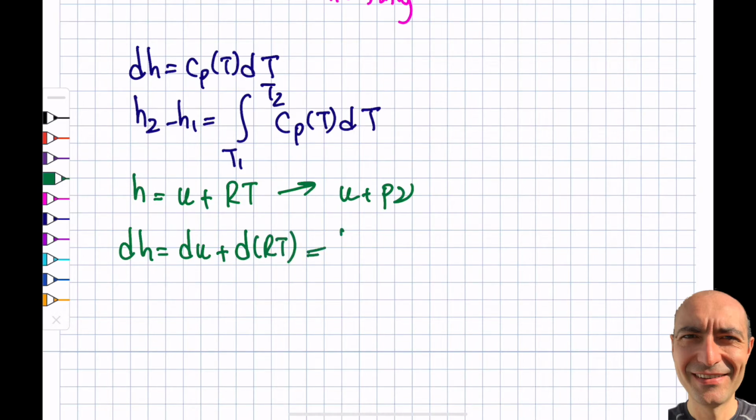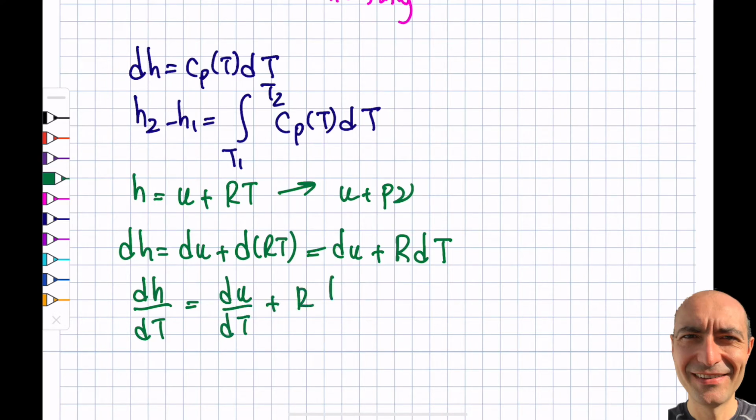So I'll get dh will be equal to du plus d(RT), but I need to look at this a little bit. du plus R, R is constant, right? R dT. So what I'm going to do is divide both sides of the equation by dT. Can I do that? Yeah, why not? As long as I'm doing it to both sides, I should be good to go. dh/dT will be equal to du/dT plus R dT/dT.